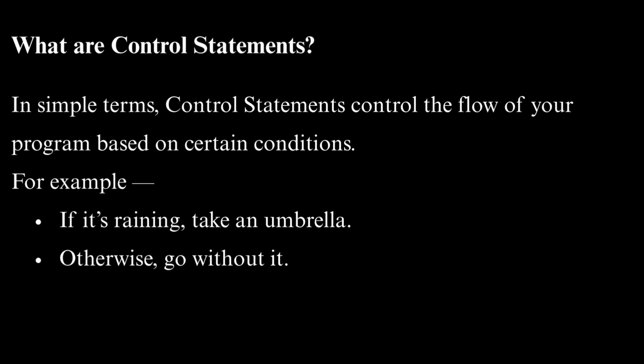What are control statements? In simple terms, control statements control the flow of our program based on certain conditions. For example, if it's raining, take an umbrella, otherwise go without it. Similarly, in Java, we can tell the program if a condition is true, do this, otherwise do that. And for that, we use decision-making statements.